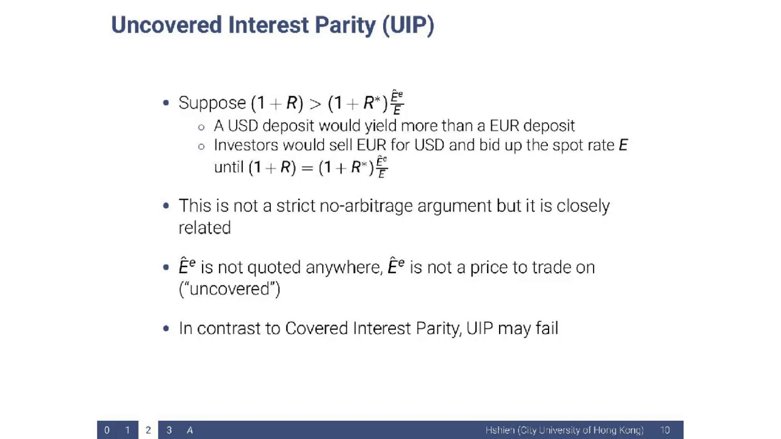So the only parameter that can move given this equation is E. If you lock in R, you lock in R star, and your expectations about the future spot exchange rate are anchored or fixed, then if there's a gap in such a way that you have a violation of UIP, arbitrageurs come in, and restoration will only come from changes in E.